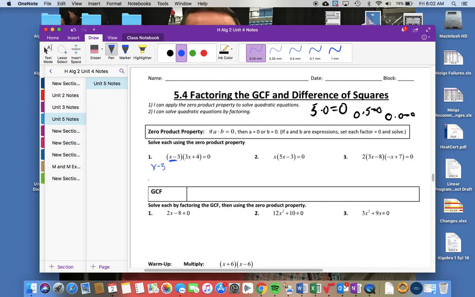So let's first look at x minus 3. Let's set that equal to 0. And that way it's 0 multiplied by 3x plus 4 equals 0. In which case, to solve, you just add 3 on each side. You get x equals 3.